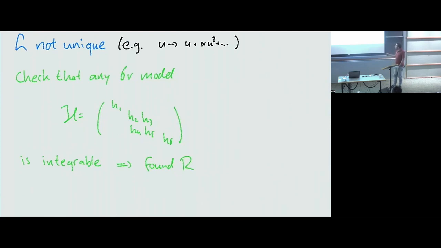And as a sanity check that what we did was correct, we indeed checked that any 6-vertex model for general coefficients H1 until H6 is integrable. We found the R matrix and the Lax operator in this way by explicitly resumming everything. And what you get is indeed a dressed version of the XXZ R matrix with some twists and basis transformations and so on. Okay, so this works.